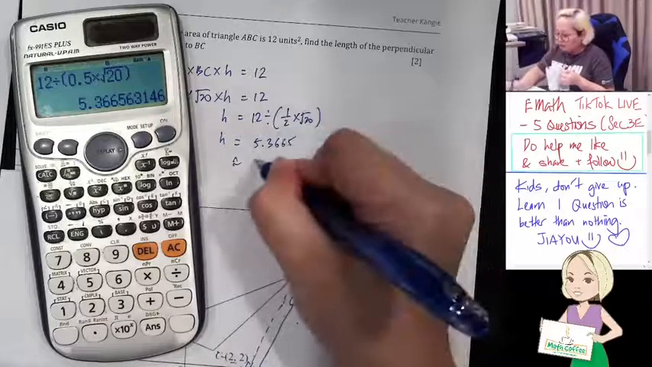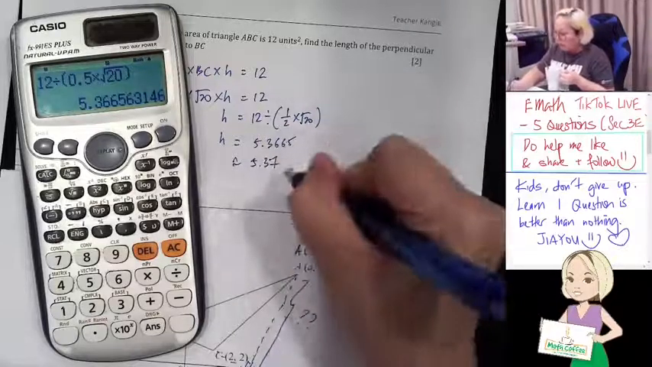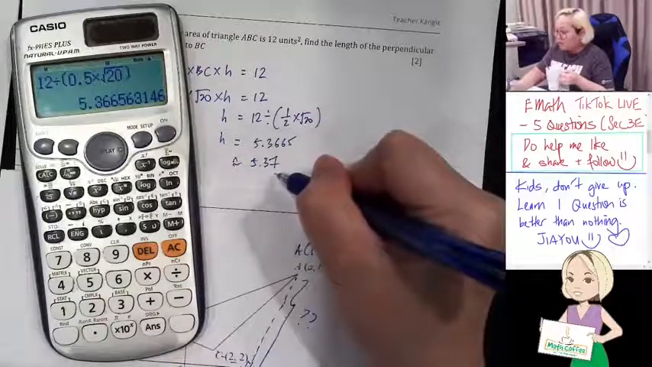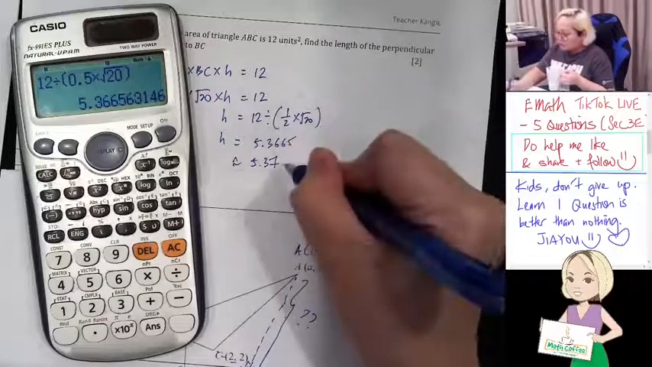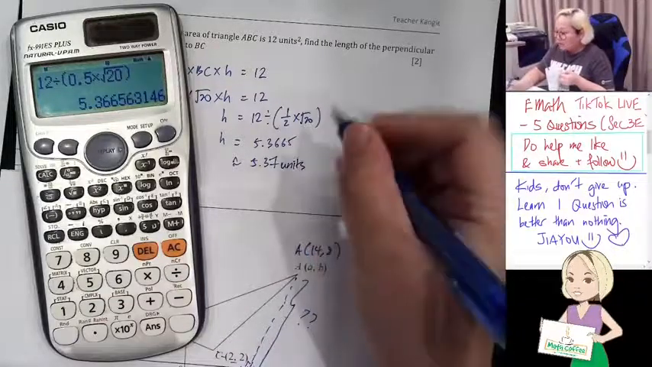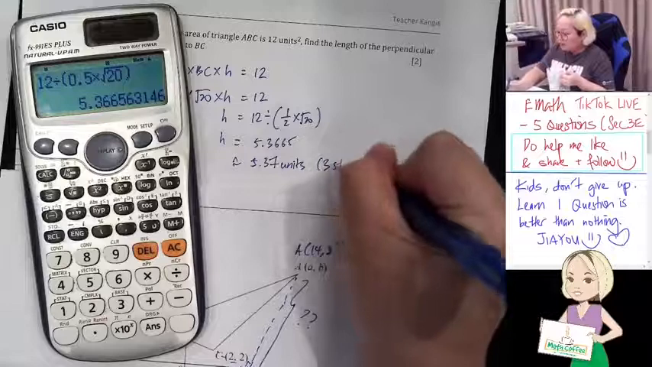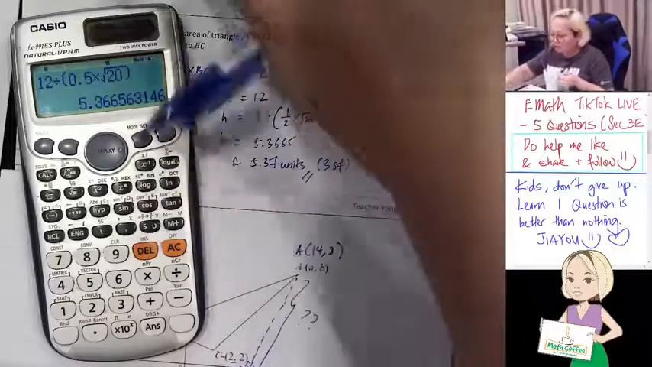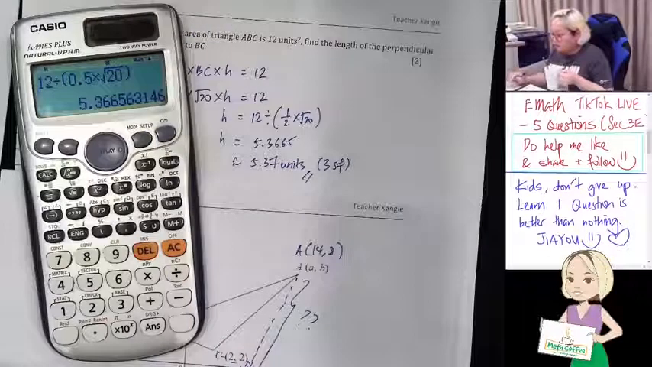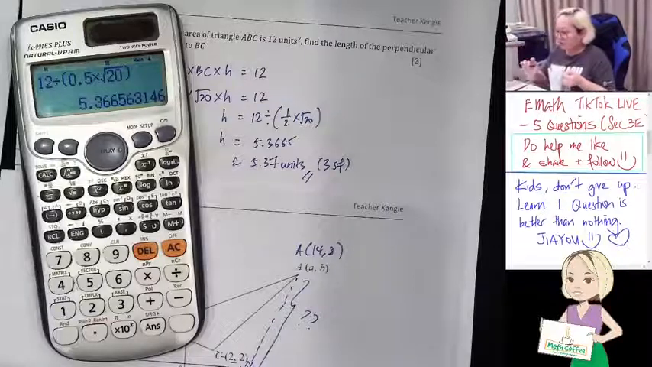5.37. Thank you. Okay, so this is the height, and this is coordinate geometry, so it is units, not cm, not meters. So it's units. Just put 3SF. Done. Wow, not bad. Who said 5.367? That one is 4SF.